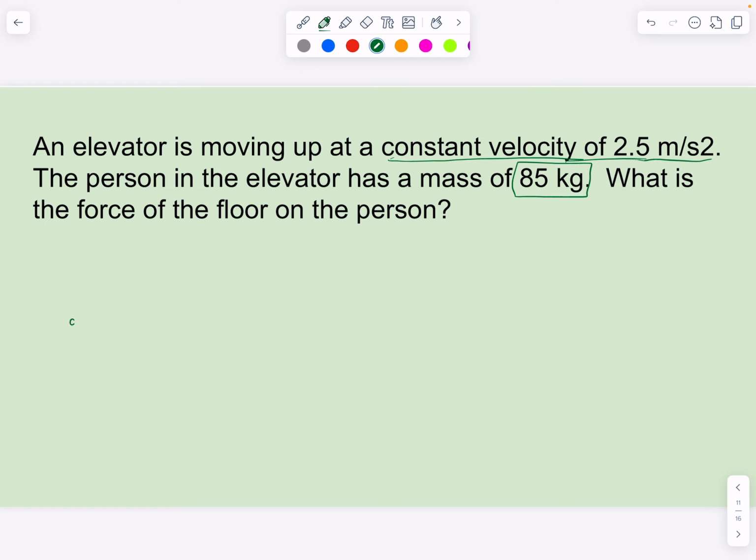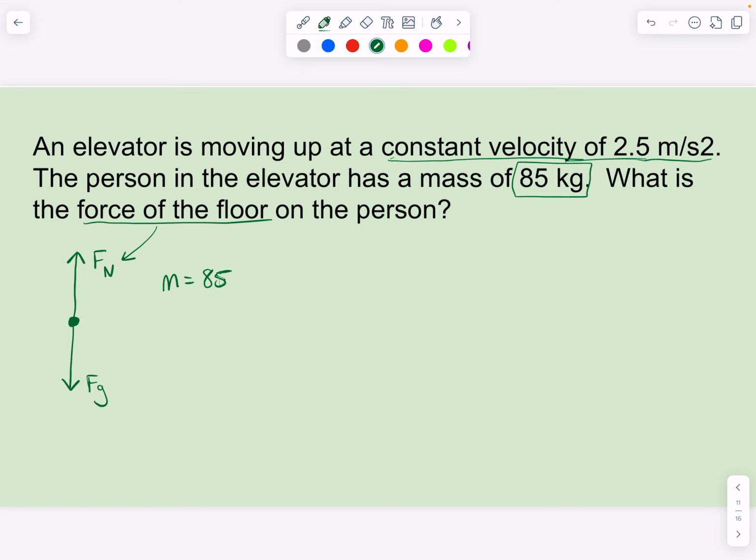So for the free body diagram, we would have the person here in the elevator, and we know that the person is standing on the ground, which means they're pushing down with a force of gravity, Fg. And we also know the force of the floor is pushing back up at them with the normal force, Fn. So the force of the floor is the Fn, and that's what they're asking us to find. We know we have a mass equal to 85.